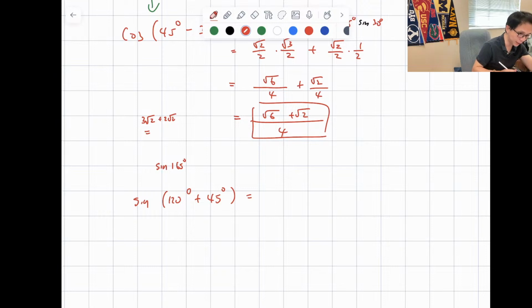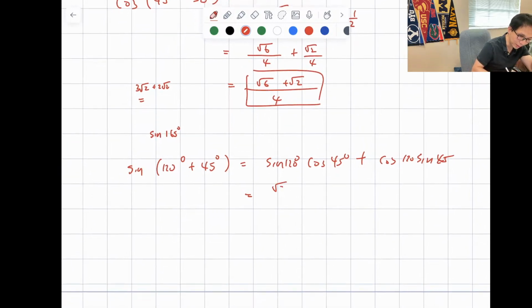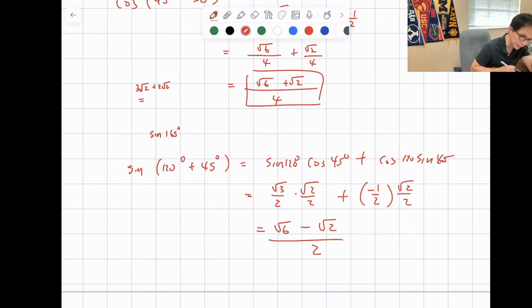It should result to be exactly the same. So be sine, cosine, cosine, sine, and that's 120, 45, 120, 45, and this is a plus. Now you can choose the other way. You're gonna get the same answer. So it'll be this one, square root 3 over 2, I believe, square root 2 over 2 plus cosine of 120 is what? Negative half, and then square root 2 over 2. So it'd be square root 6 minus square root 2 over 2. So it's actually minus rather than plus.